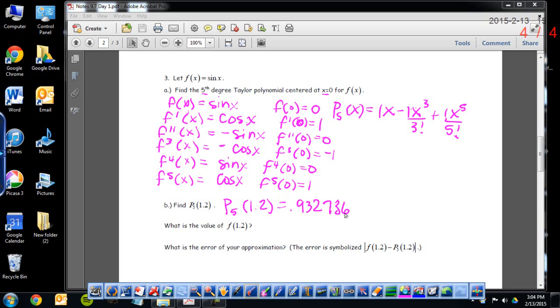And then I'm asking, what is the value of f of 1.2? So this you for sure have to have a calculator for. F of 1.2 is literally finding the sine of 1.2. So in your calculator, you would type in the sine of 1.2, and that value is 0.932039.